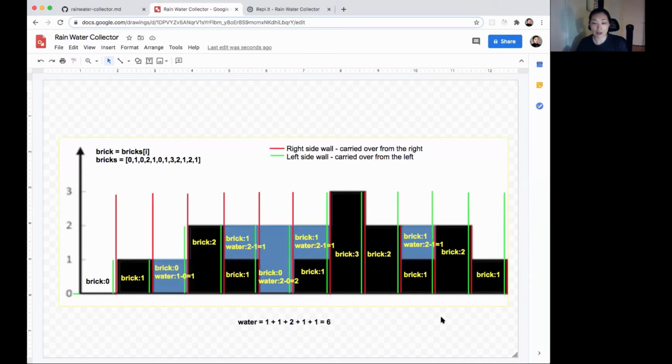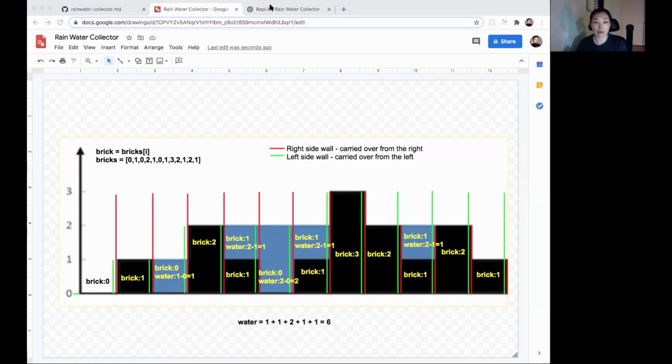So in the diagram, I represent the right side wall with red. So for each iteration, you can see that we carried over the higher number of the brick from back to front. And the left side wall is represented by green. Same thing, we carried over the higher number of the bricks for each iteration. So the lower number between the two bounding walls, which is the right side and the left side, is the first number in the subtract equation.